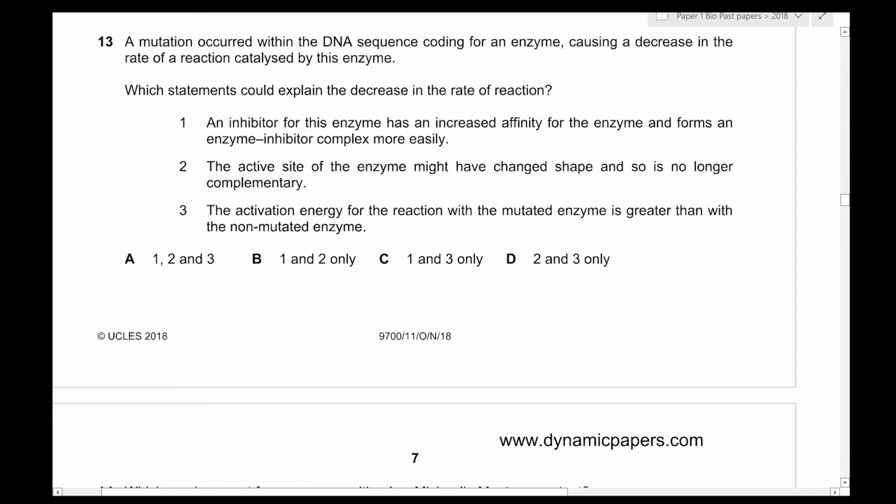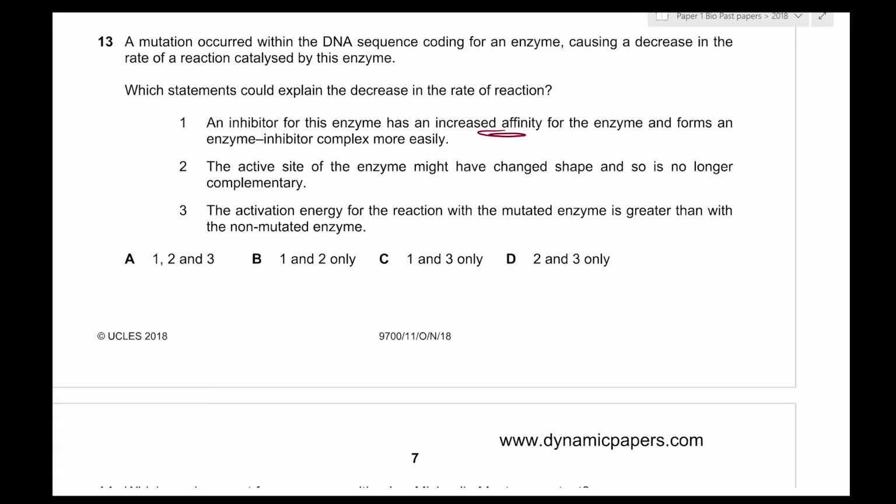A mutation occurred within the DNA sequence coding for an enzyme, causing a decrease in the rate of a reaction catalyzed by this enzyme. Which statement could explain the decrease in the rate of reaction? Now 1. An inhibitor for this enzyme has an increased affinity for the enzyme and forms an enzyme-inhibitor complex more easily. Now, when a mutation happens within the DNA, this means that the tertiary structure changes.